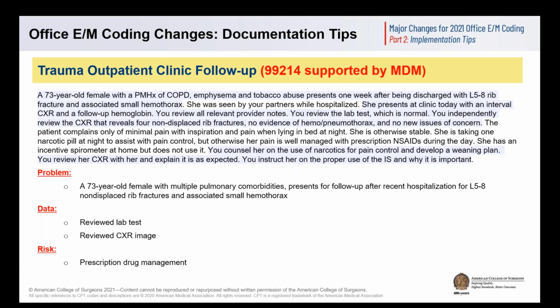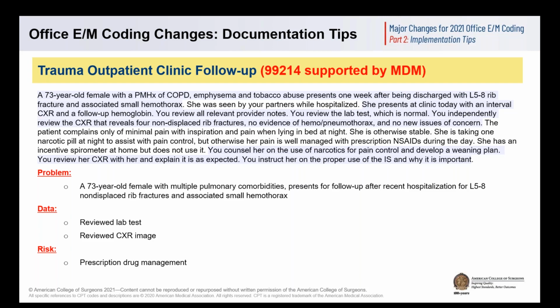You review the hemoglobin, which is normal. You review the chest X-ray and you document that it reveals 4 rib fractures, but there's no evidence of hemothorax and no new issues. The patient does complain of pain with inspiration and while lying flat in bed, but she's otherwise doing well. She does claim that she takes one narcotic pill at night to assist with pain control, but is managed with prescription NSAIDs during the day. She does have a spirometer at home, but does not use it.